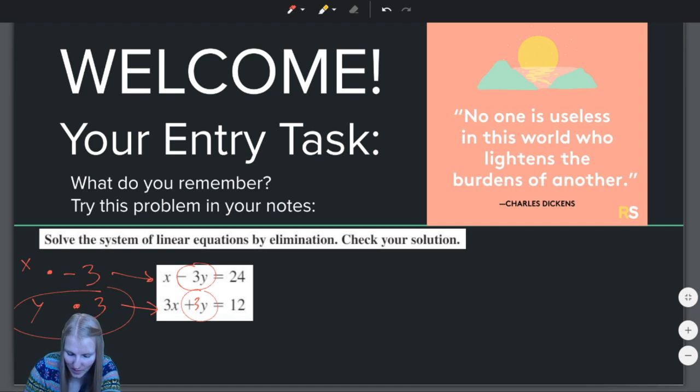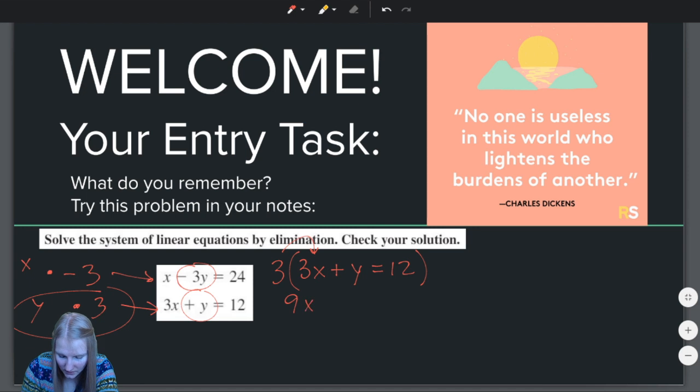We're going to take the bottom equation, 3x plus y equals 12, and we're going to multiply it all by 3. So 3 times 3x is 9x. 3 times y is 3y. And 3 times 12 is 36.